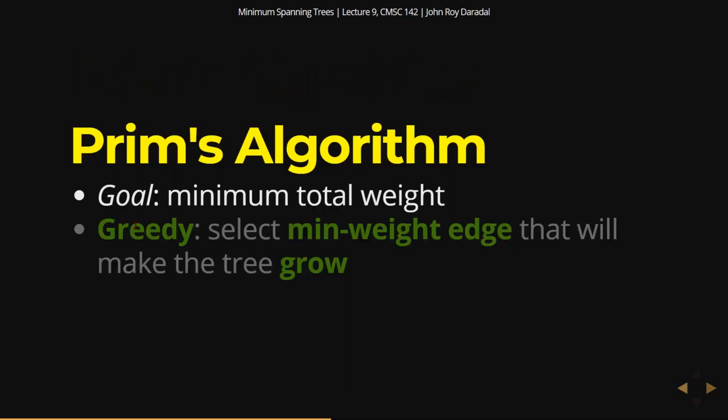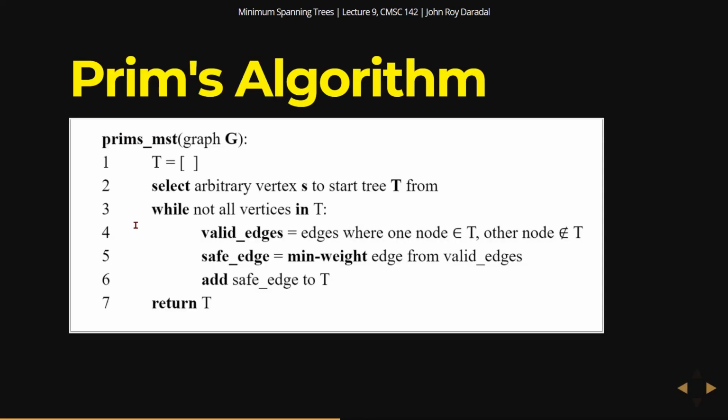So, which edge would make the tree grow? That would be the edge where one node is part of the tree already and the other node is not yet part of the tree. So one where it's already processed and the other endpoint is not yet processed.